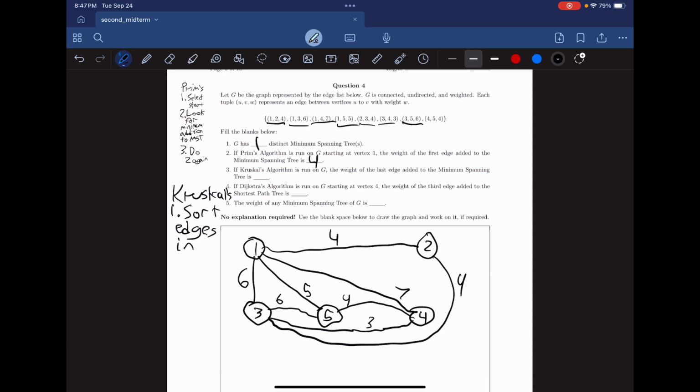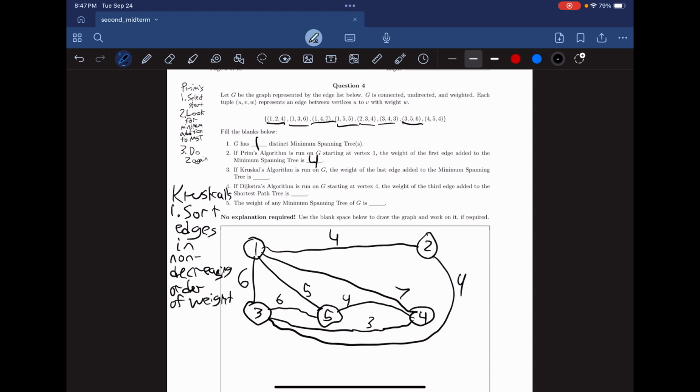in, let's write down the official terminology, non-decreasing. I hate this terminology because it's basically increasing, but you're just putting fancy words on it. Sort all the edges in non-decreasing order of weight.